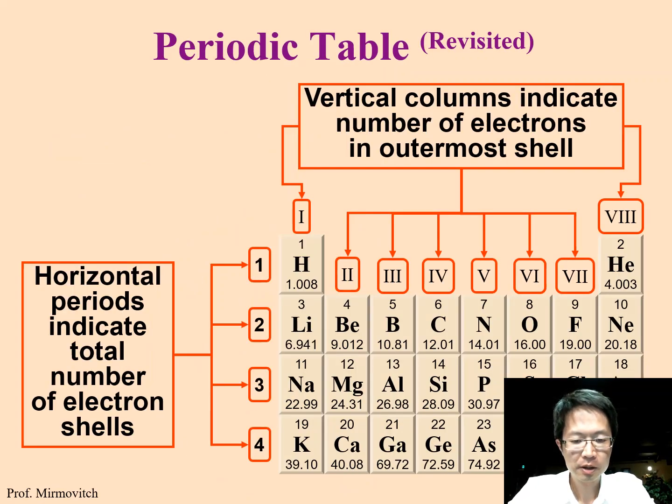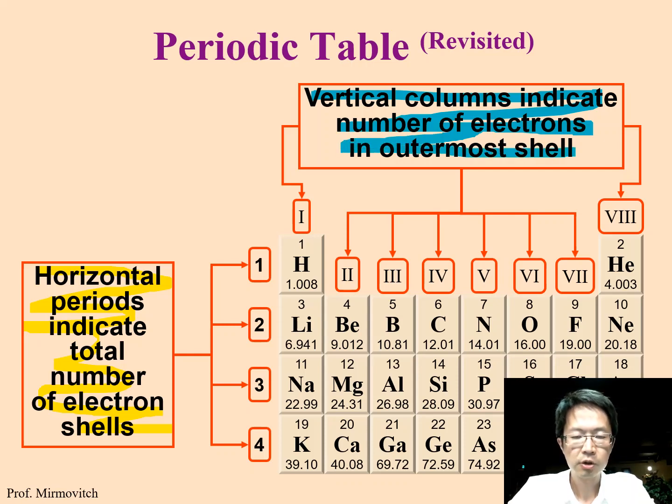So let me remind you, or repeat what I just said before. The horizontal period tells you the total number of electron shells. The vertical column tells you the number of electrons in the outermost shell. So remember these two definitions, it will help you a lot.